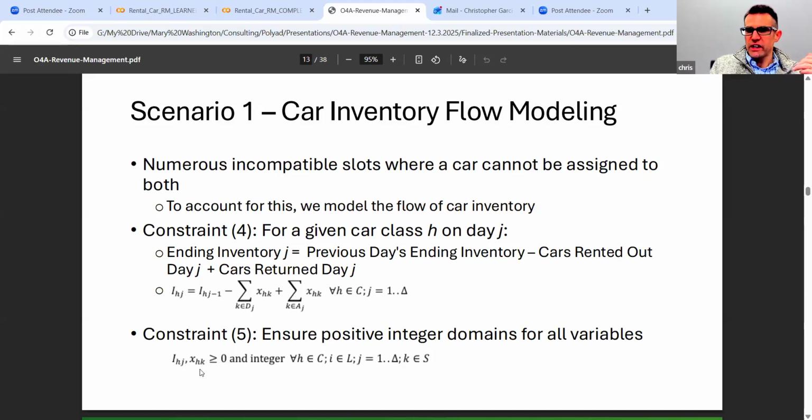Okay, I want to pause. I've done a lot of talking through this modeling. I want to pause and ask if anybody has any questions before we move on.